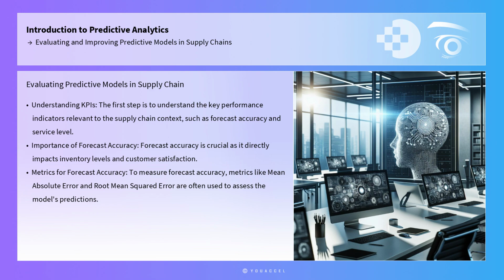To measure forecast accuracy, metrics such as mean absolute error, mean absolute percentage error, and root mean squared error are often used. These metrics provide insights into how closely the model's predictions align with actual outcomes.